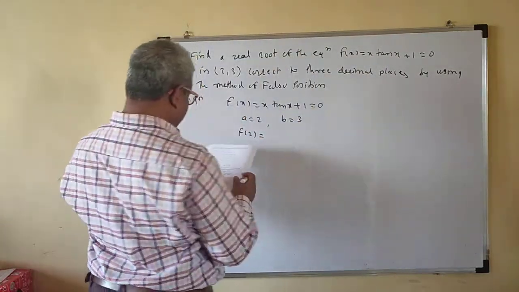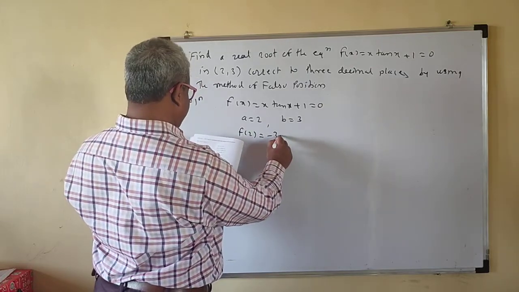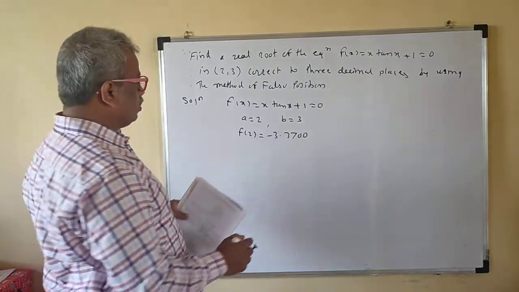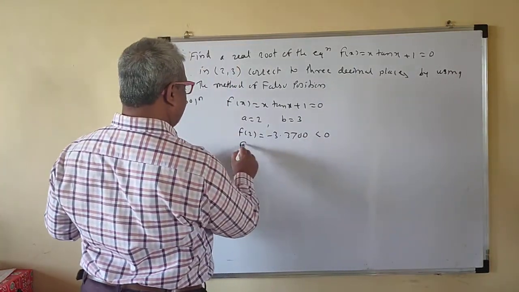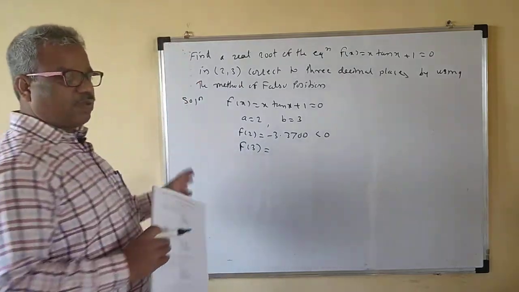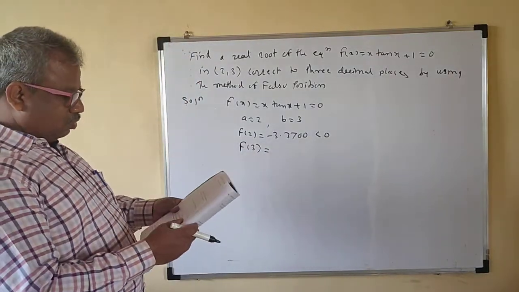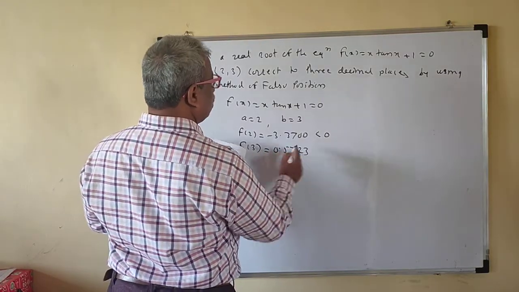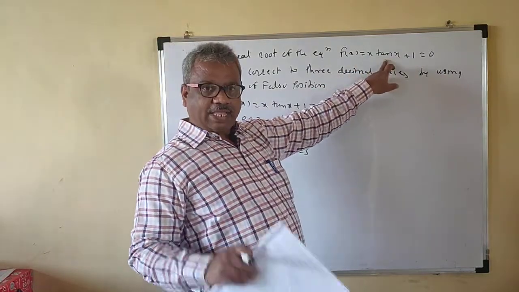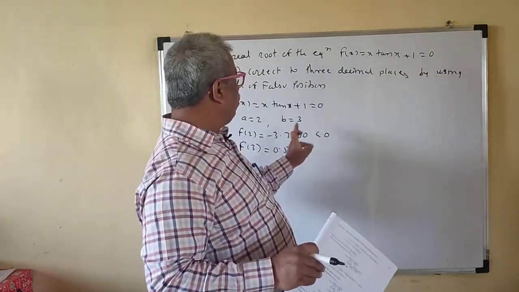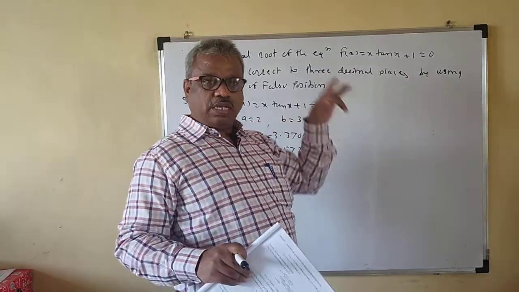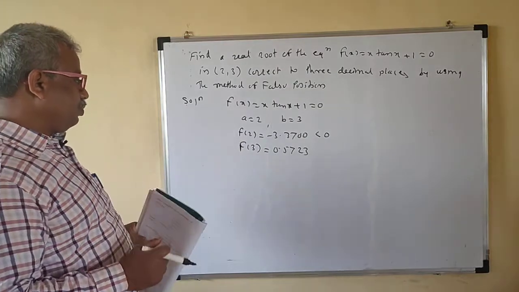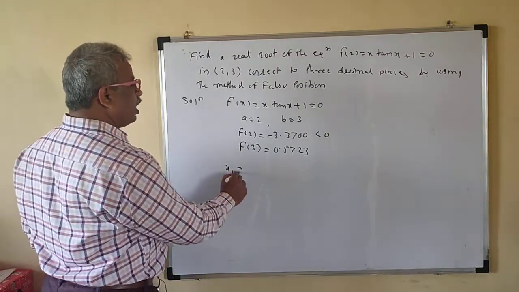See whether you get this value correct or not with the help of your scientific calculator. Your f of 2 is minus 3.3700. We'll consider only 4 decimal places. This will be less than 0. And f of 3 will be 0.5723. Just type 3 tan 3 plus 1 equal to, you get this value. Check whether this is correct or not. Now x1 will be what?